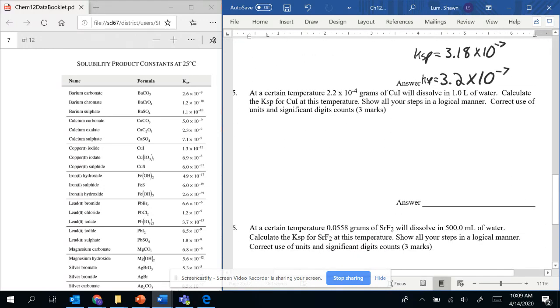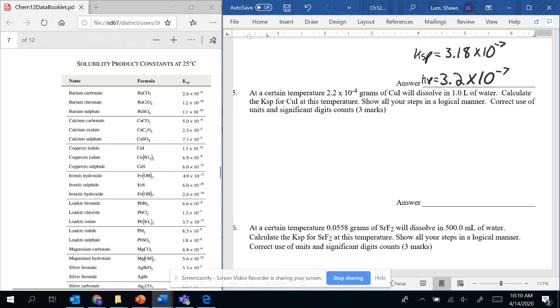Next one, at a certain temperature, 2.2 times 10 to the negative 4 grams of CuI will dissolve in a liter of water. Calculate the Ksp for CuI at this temperature and show all your logical steps. I know you probably want to be like using these things over here and saying, 1.3 times 10 to the negative 12, hey, that's the Ksp. But it says at a certain temperature. These Ksps are only true for 25 degrees. So what we're going to do is we're going to actually calculate this.